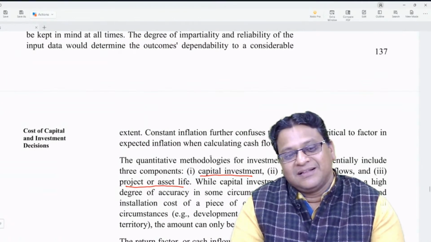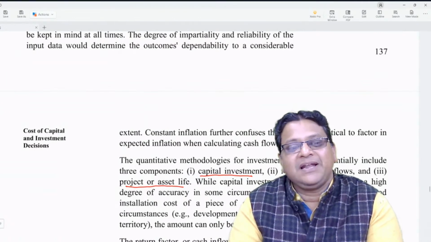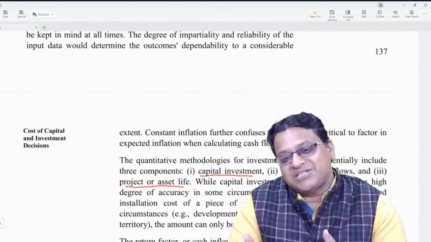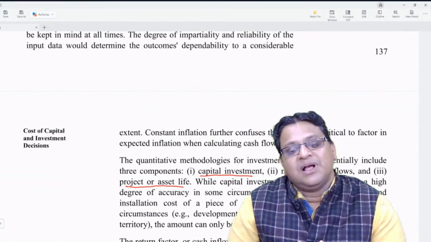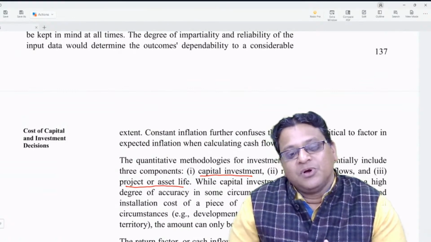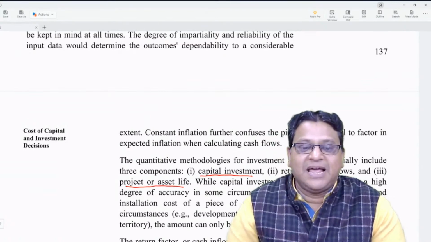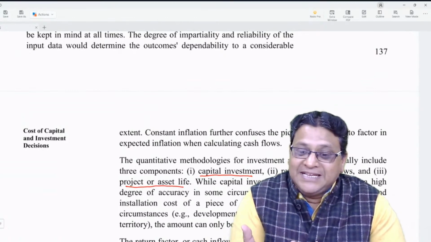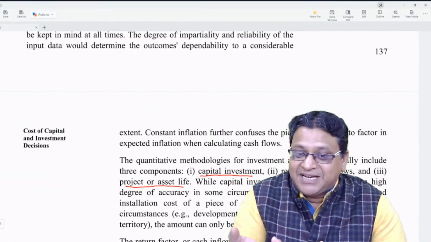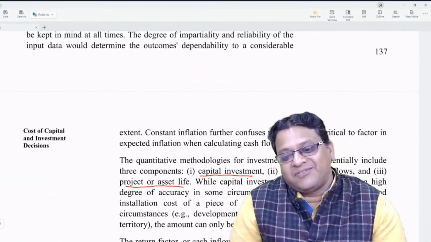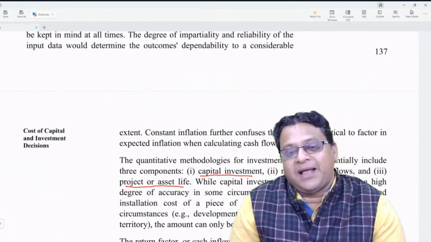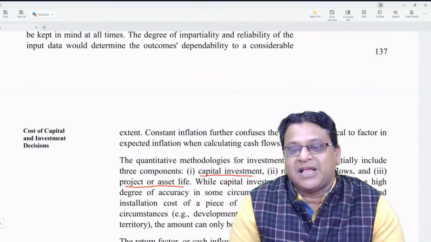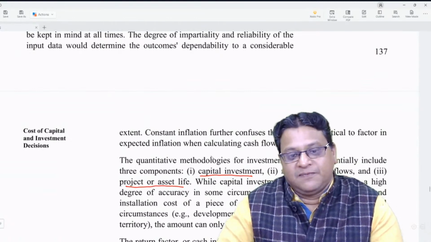Hence, there is a problem in estimation of capital investment, a problem in estimation of return of cash flows, and a problem in estimation of project asset life. These are the three important limitations. If we can estimate these three variables in advance, we can easily apply modern techniques of capital budgeting or traditional techniques of capital budgeting and appraise the project.